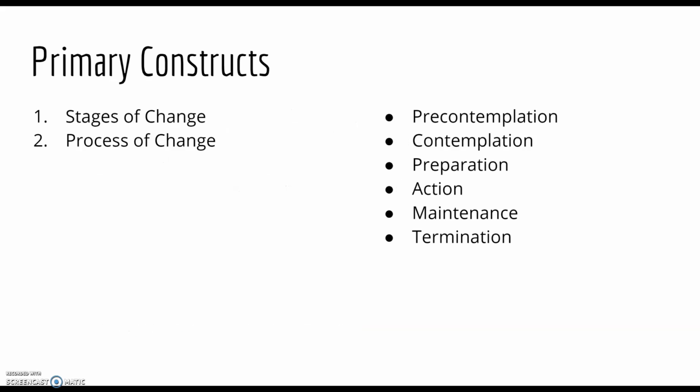So our textbook outlines primary constructs of the model, which focuses on the stages of change and the processes of change. Within those stages and processes of change are the pre-contemplation, contemplation, preparation, action, maintenance, and termination. So pre-contemplation, according to our text, is when people have no intention of changing their behavior within the next 6 months. The contemplation phase is when people are thinking about changing their problem behavior in the next 6 months.